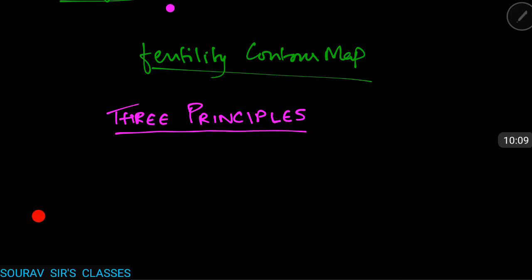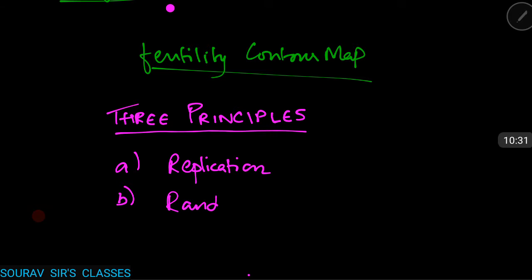The next topic is the three principles of experimental design. For the validity of statistical analysis and enhancing the precision of the experiments, three basic principles: A, replication, B, randomization, and C, local control are observed, according to Professor Ronald A. Fisher, who pioneered the study of experimental design.